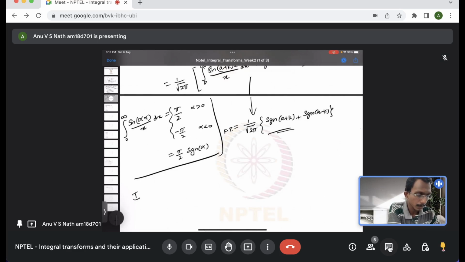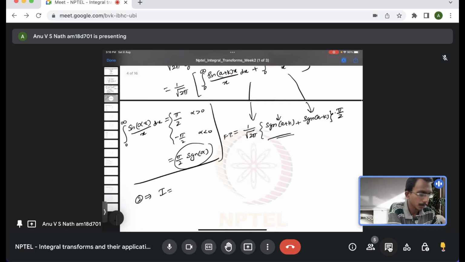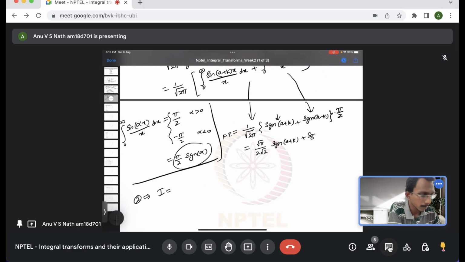So the integral we want, from equation 2, it says that the integral we want will be... okay, I missed actually. See that it is actually pi by 2 times sign of alpha. So I only put the sign of each alpha value here. I forgot to put pi by 2, which is common for both of the integrals. So that also we need to put; I just forgot to put that. So if we simplify now, we will get this Fourier transform is square root of pi by 2 root 2 into sign of (a plus k) plus sign of (a minus k).